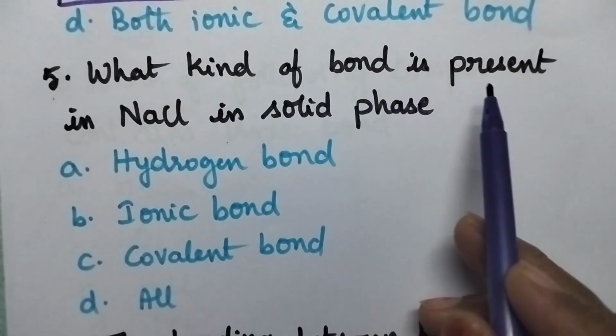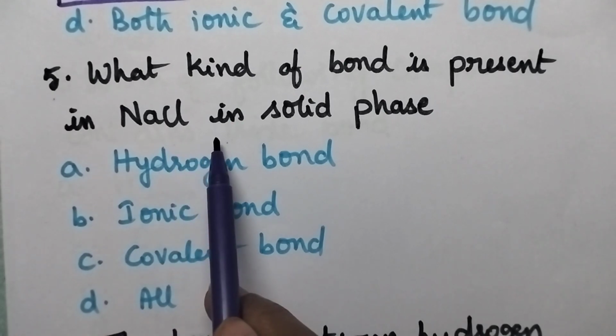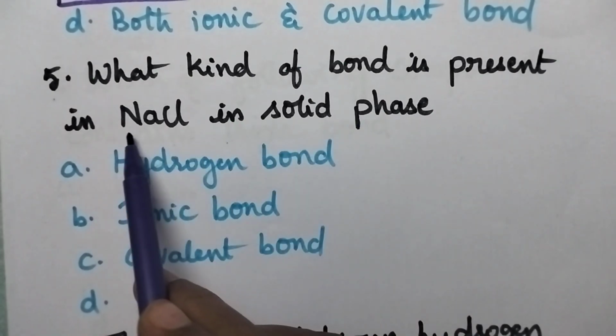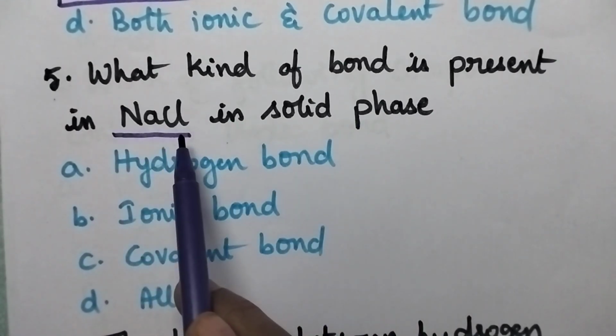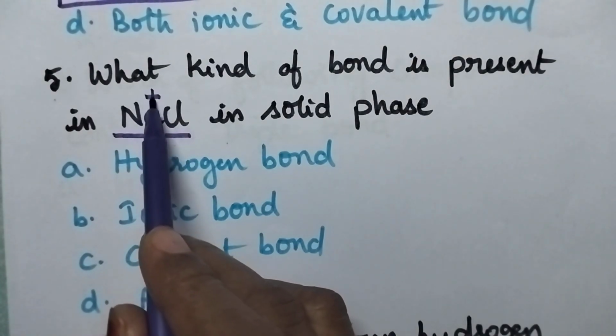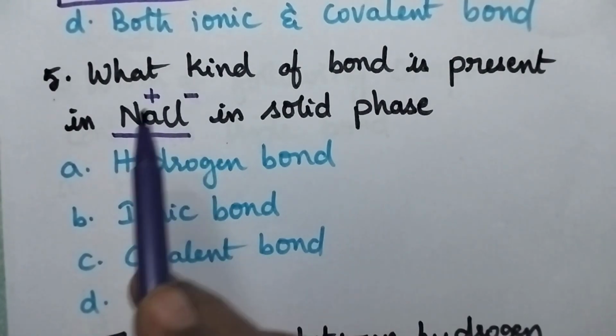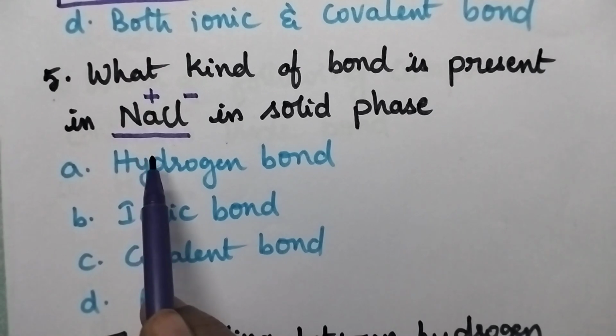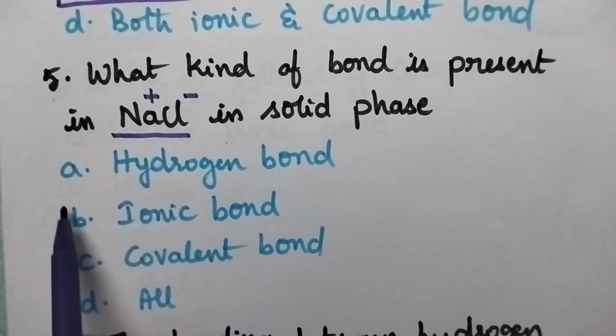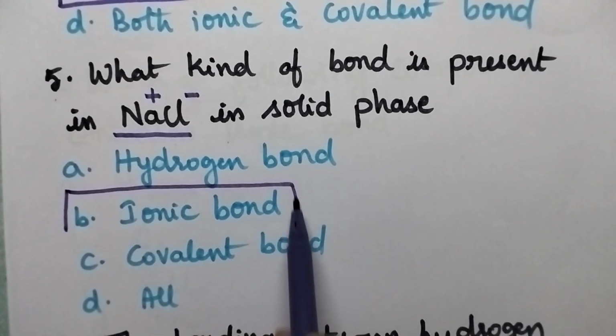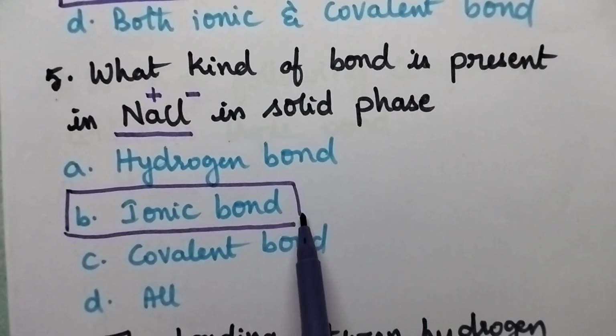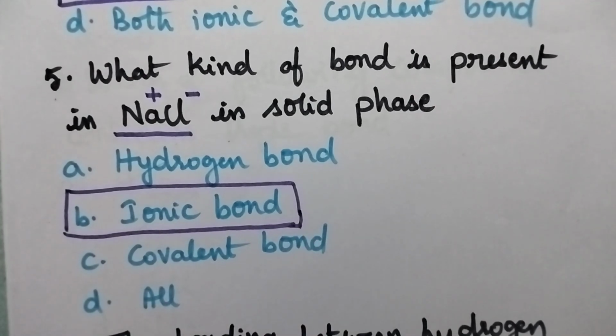What kind of bond is present in NaCl in the solid phase? In general, NaCl exists as Na plus and Cl minus. So always an ionic bond is present in NaCl. So option B, that is an ionic bond, is present between Na and Cl.